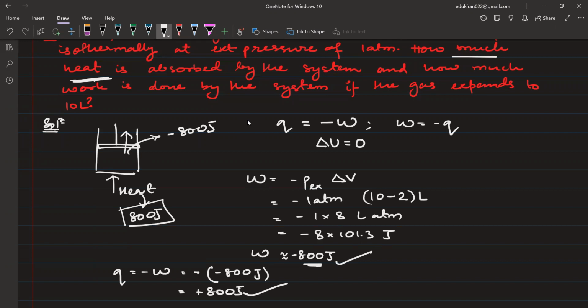Tell me. Okay, yes, this is important. Okay, this is important, understand this. In isothermal expansion, Q is equal to minus W, or W is equal to minus Q.